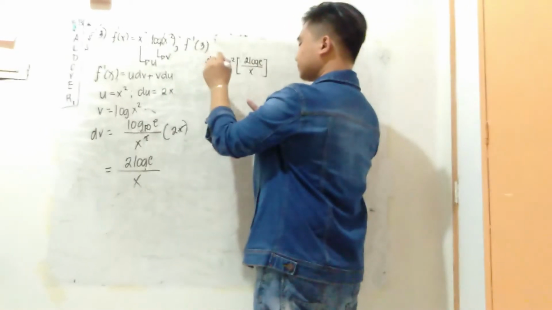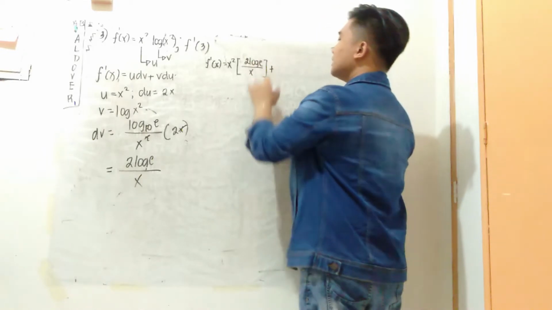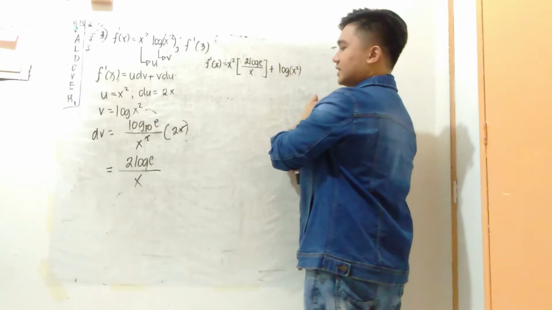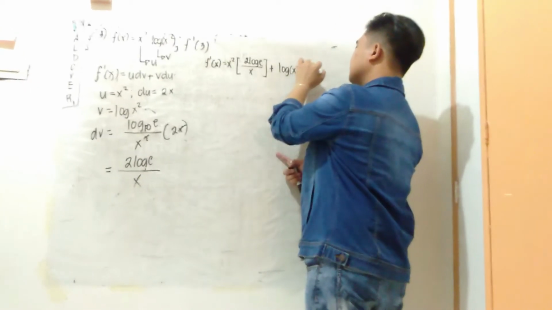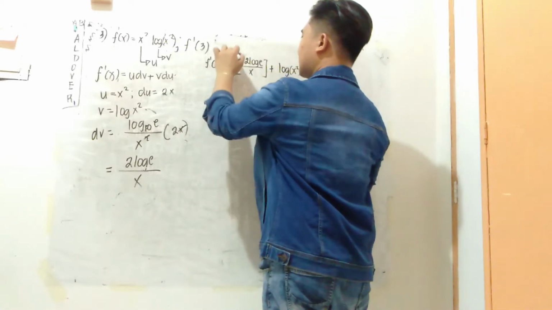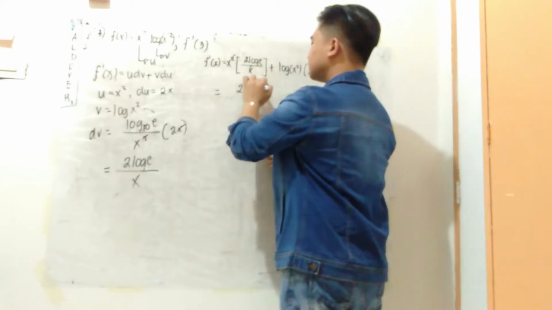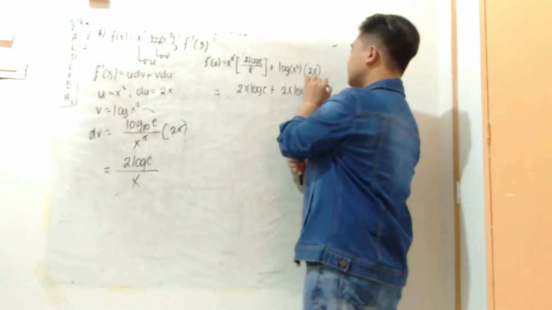Okay? Plus v, which is log of x squared, times du, which is 2x. So, we just cancel, right? This will become 2x log e plus 2x log x squared.